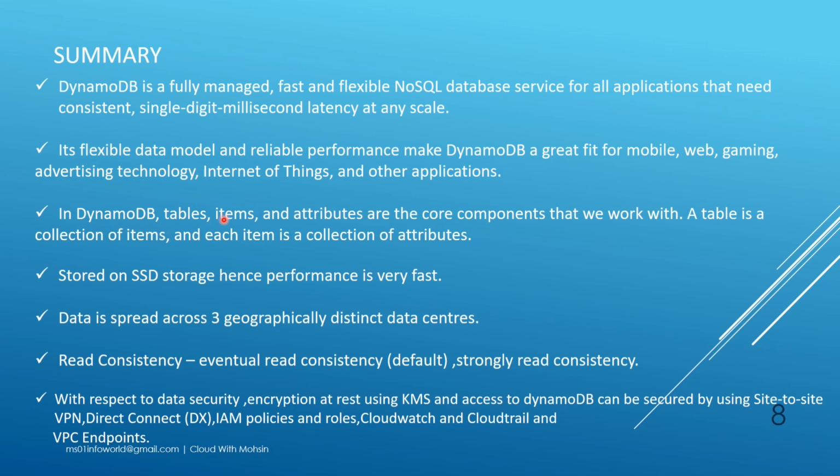In DynamoDB, the main components are tables, items and attributes, which we saw using an example. An attribute we can think of as a column and an item as a row. Attributes form items, and a group of items forms a table. A table is a collection of items, and each item is a collection of attributes. That's exactly what we just mentioned.